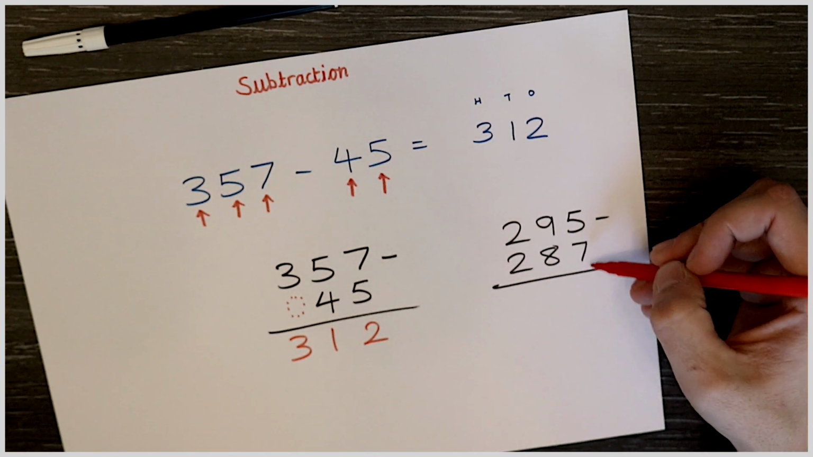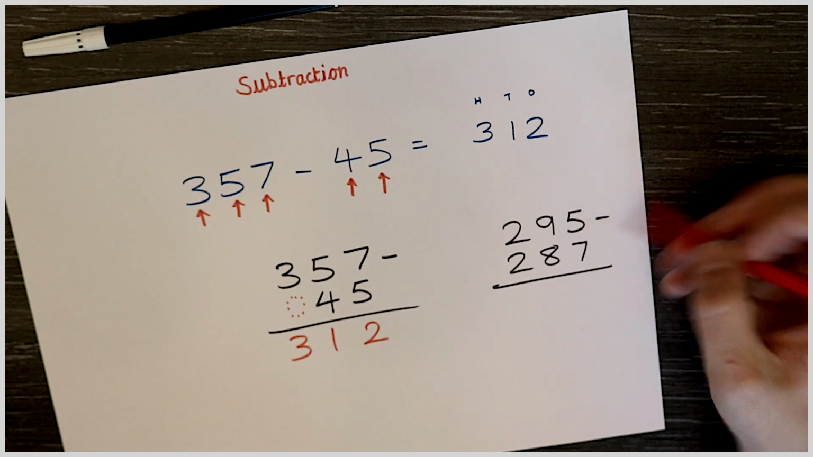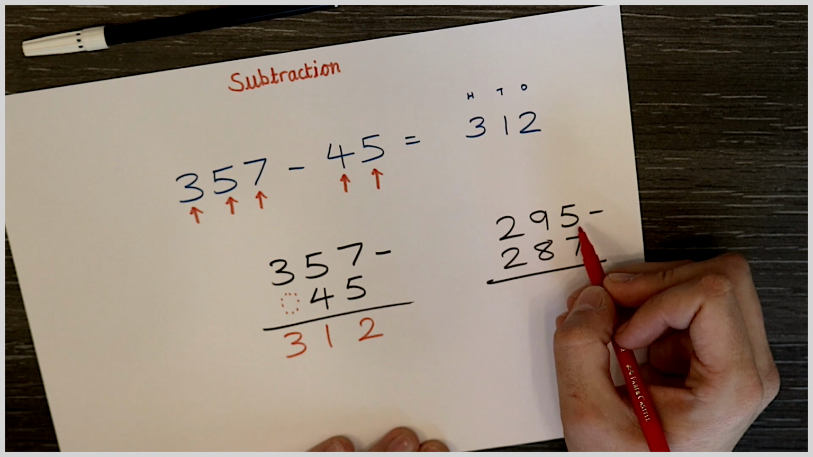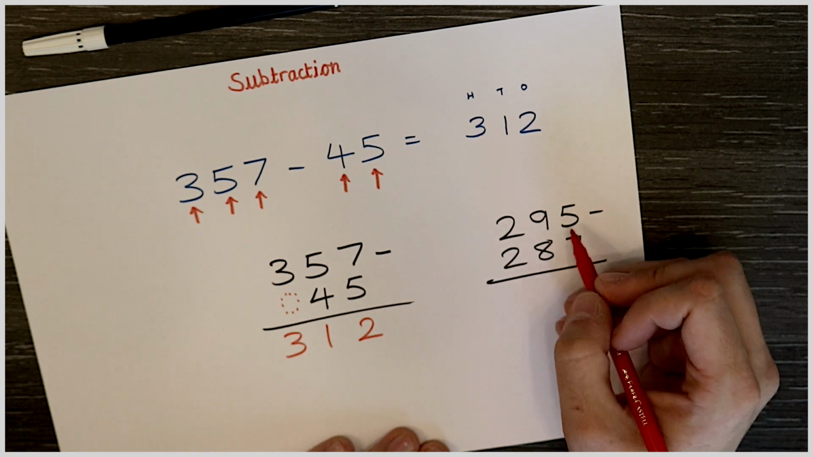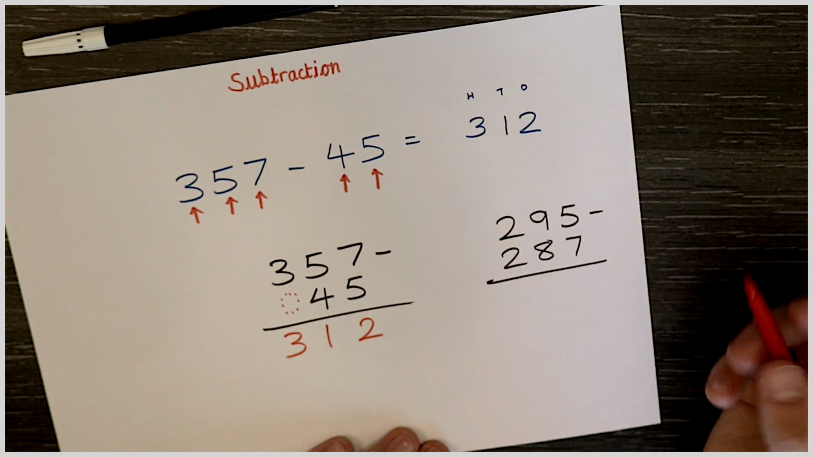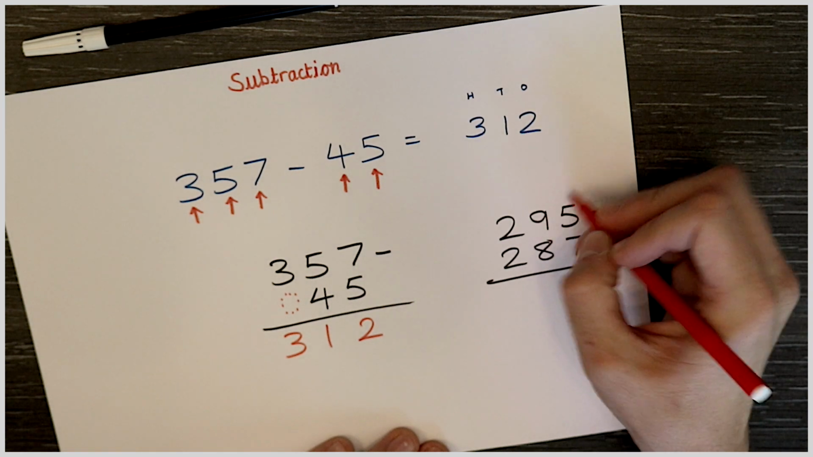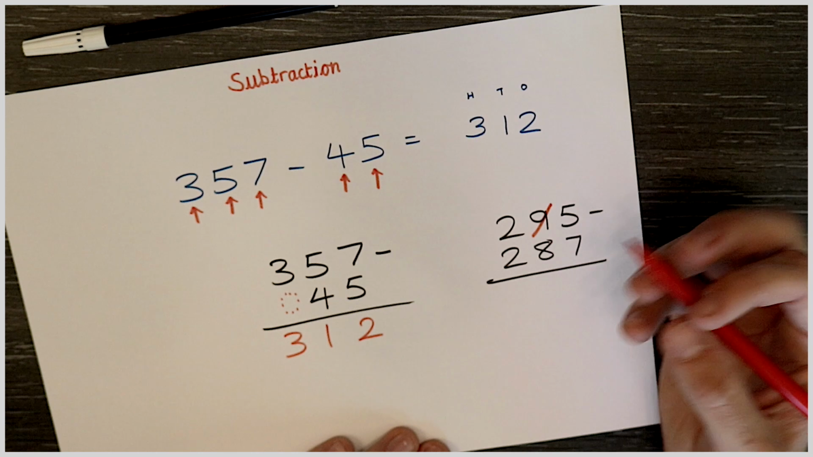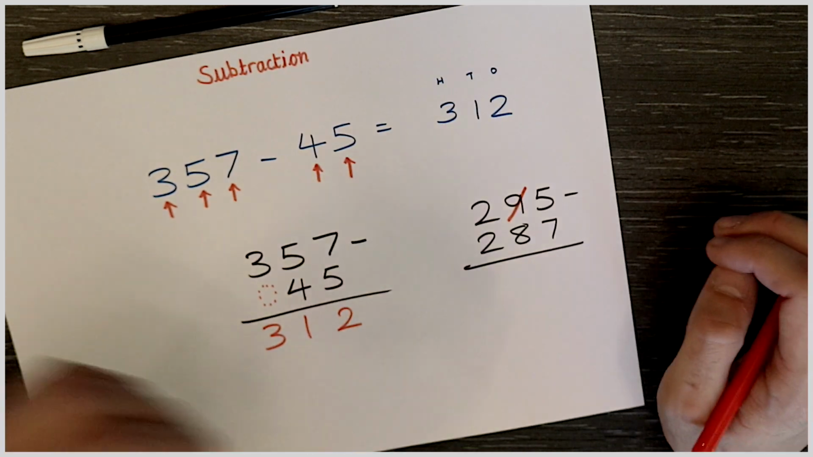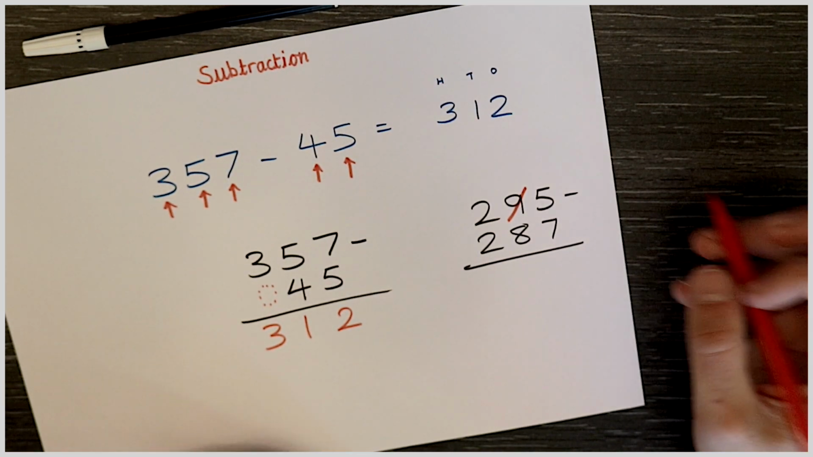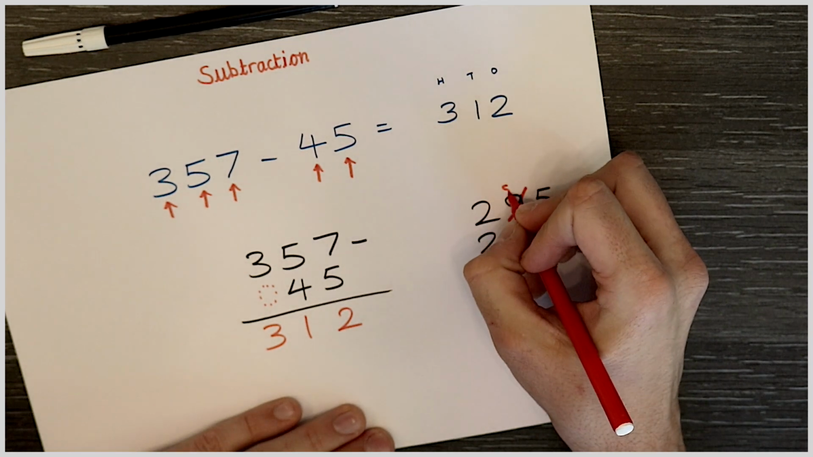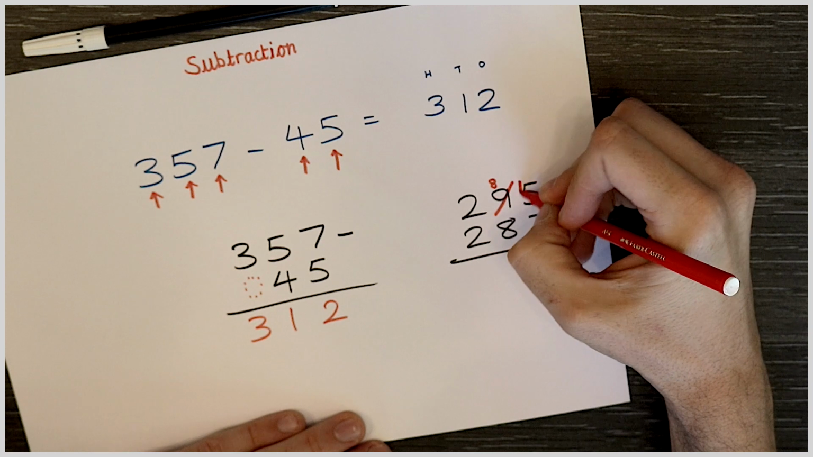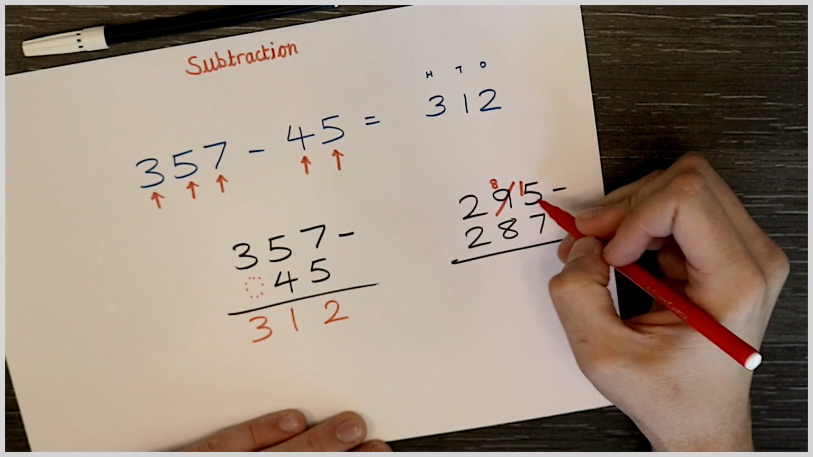5 take away 7. No, we can't do that. Even though the bigger number is on top, this ones number is smaller than this number. So we have to do something. I always say we go to the number next door and we steal a number. This is called borrowing, but I like to call it stealing because you don't actually give it back. So that's going to be an 8 now because I've ripped one away, and I'm going to put it over here next to this number. So this becomes a 15.